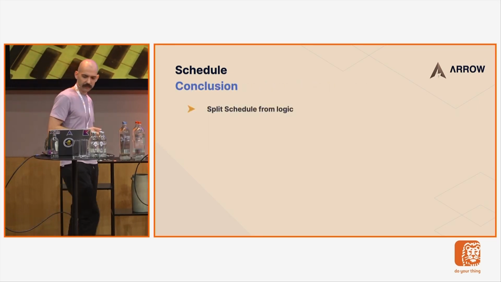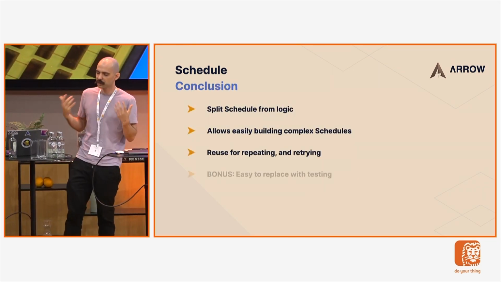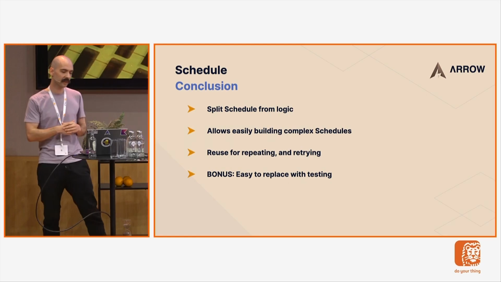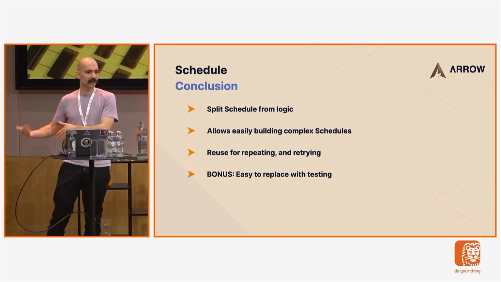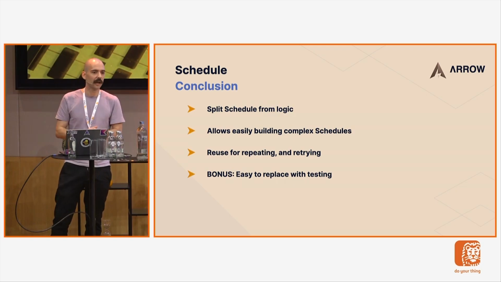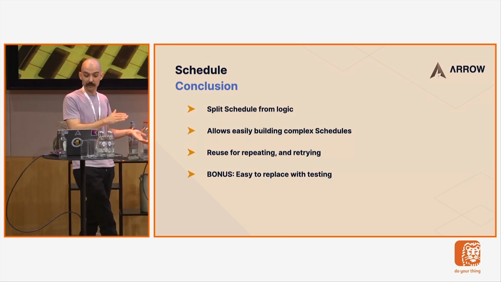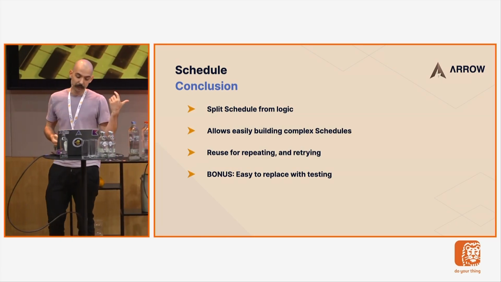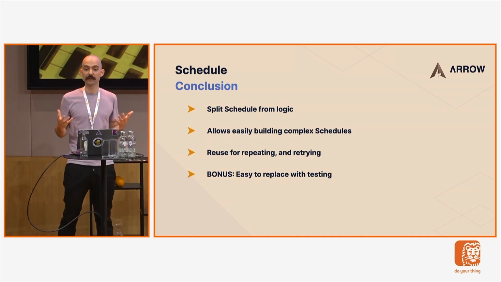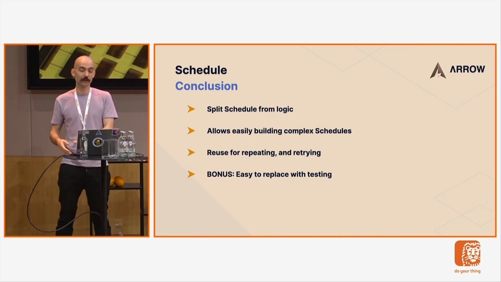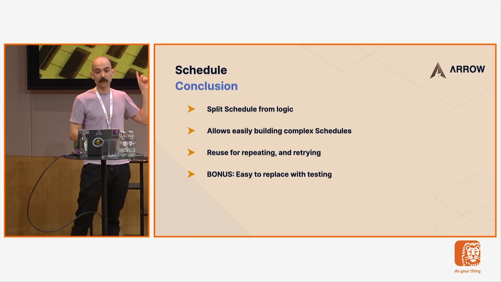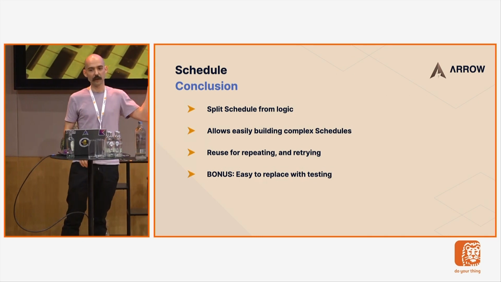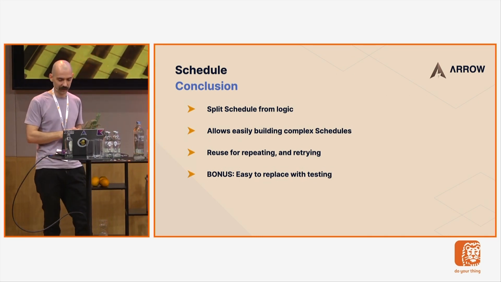So, to conclude this section, schedule allows us to split the scheduling logic from our actual business logic. It allows for very easily building very complex schedules by just calling these builder methods. It can be used for repeating and retrying not only exceptions, but also typed errors. And as a bonus, since it's an immutable description, it's very easy to inject and reuse for testing. There is also support for Kotlin's coroutines test, and there's also support for retrying Kotlin's flows, right? So there's a lot of stuff it does out of the box.